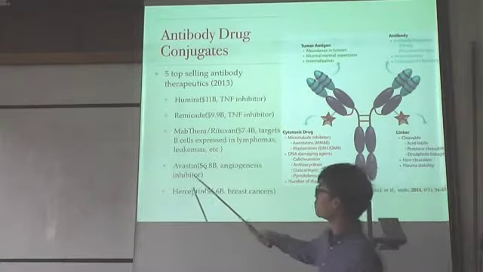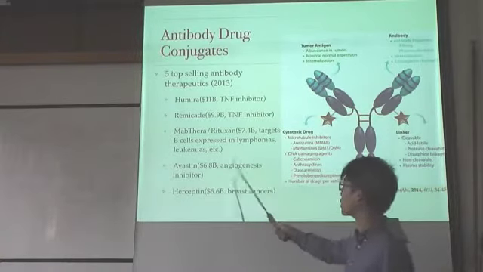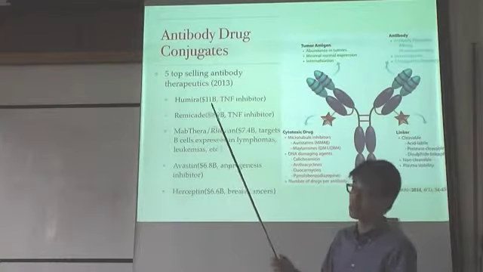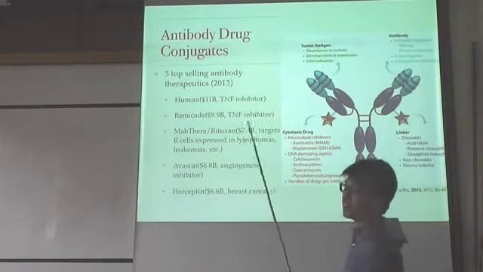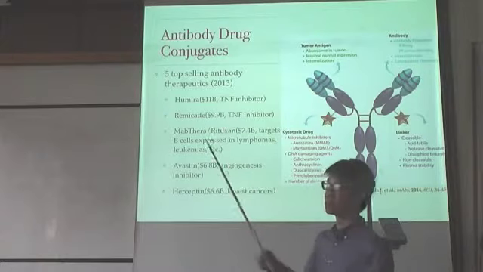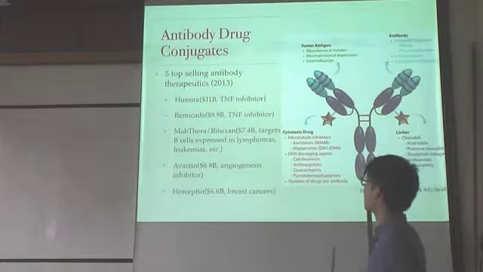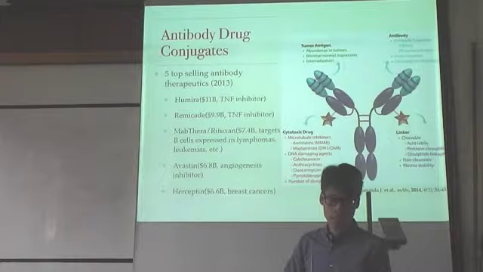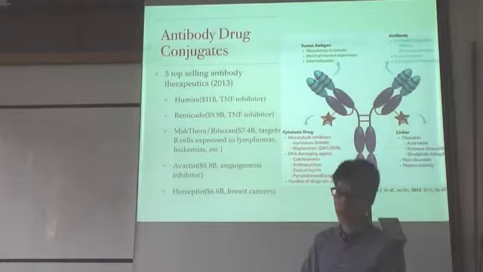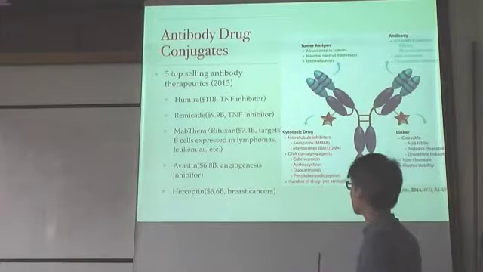Avastin has got multiple uses, and one of them is as an angiogenesis inhibitor for cancers. Yeah, that's for inhibiting blood vessel growth. Yeah, blood vessel growth, exactly. So, antibody is a proven therapeutic in the biopharmaceutical industry already.